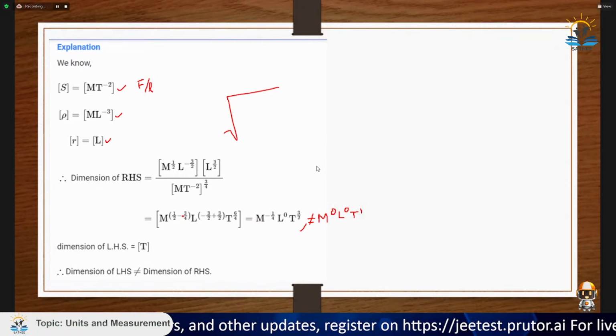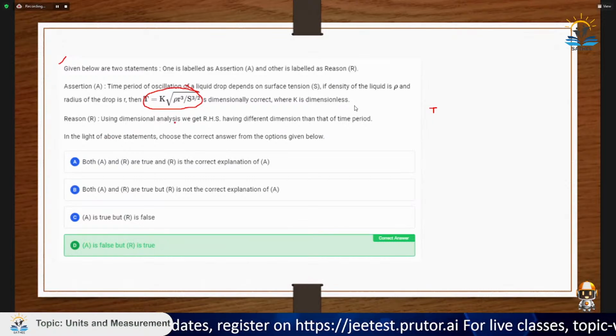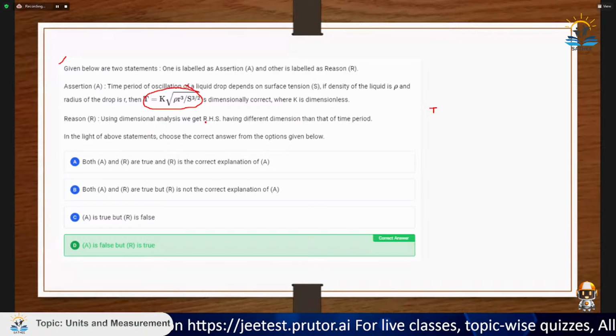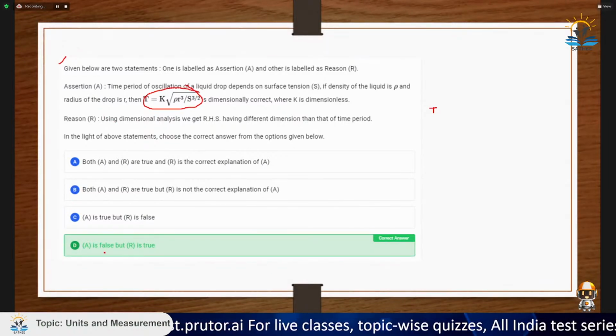So only your assertion is false, but the reason is true because using dimension analysis, we are getting that RHS has a different dimension than that of time period. So only the reason is correct, but the assertion is wrong. So your D part is the right answer.